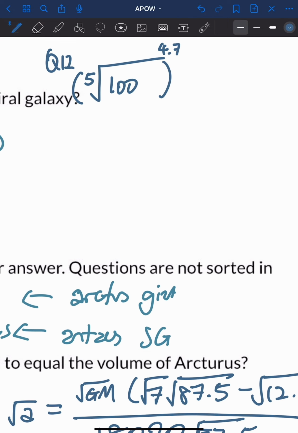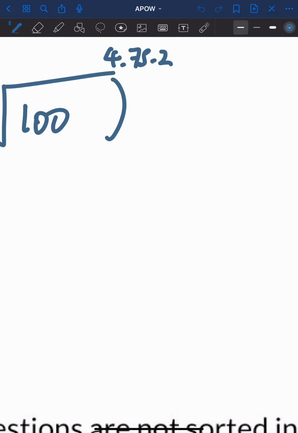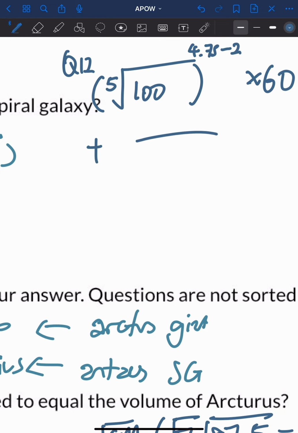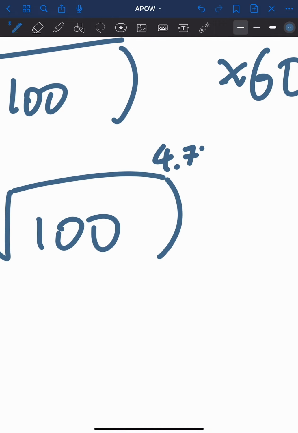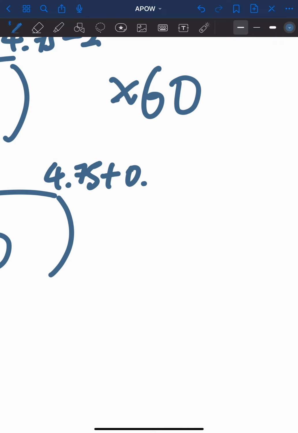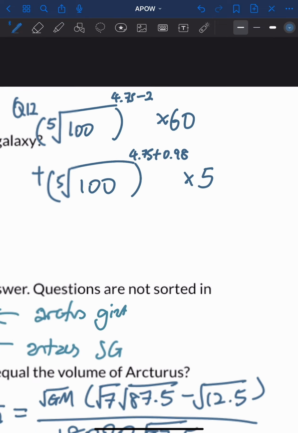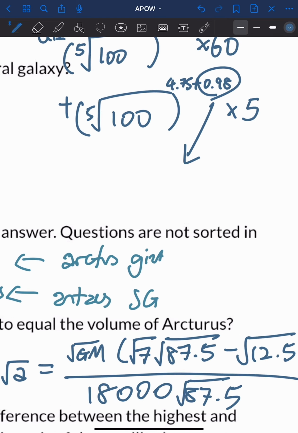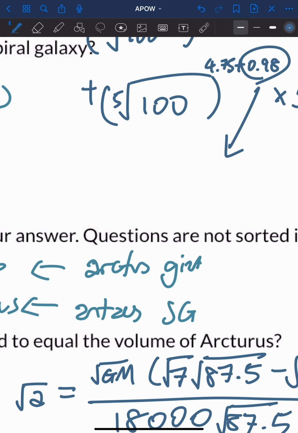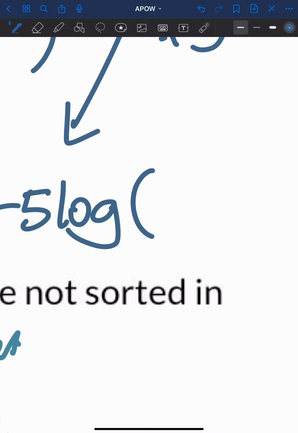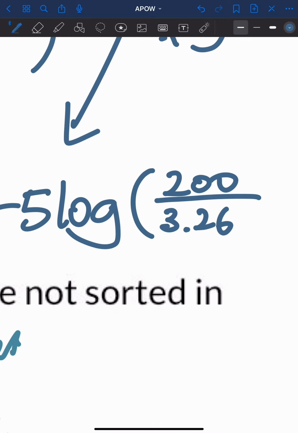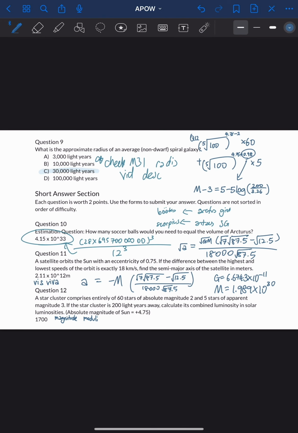So we have 4.75 minus 2, right? This minus looks like a dot. That's not very nice. Multiply by 60, and then you add 5 times 10 to the power of the bracketed term, and then if you ask me where this 2.88 came from, you get it from the distance modulus. Okay, done. Beautiful.